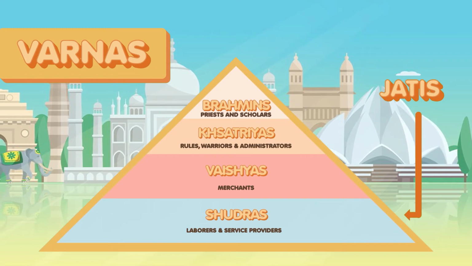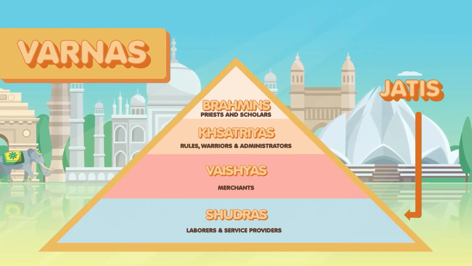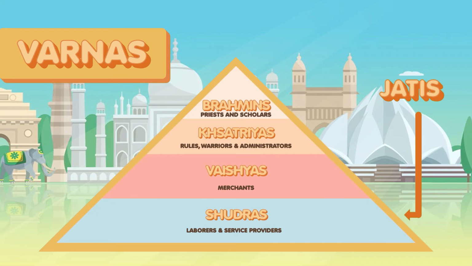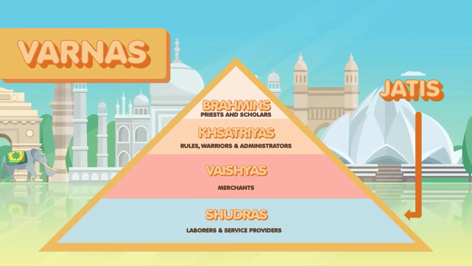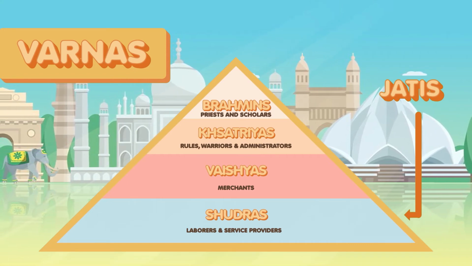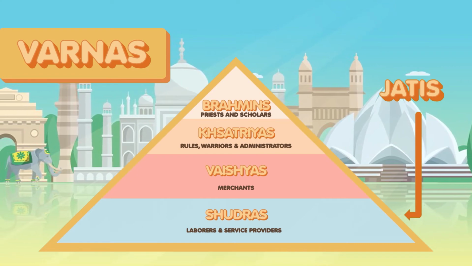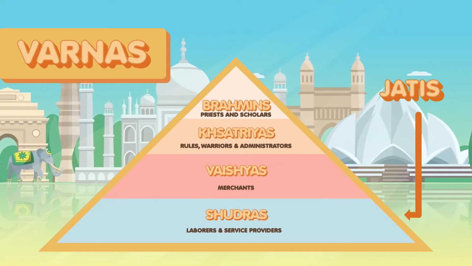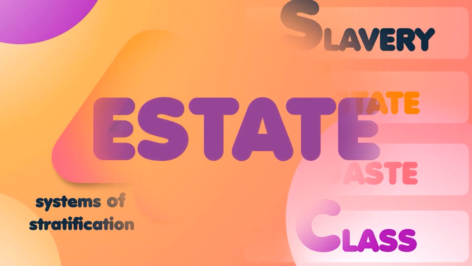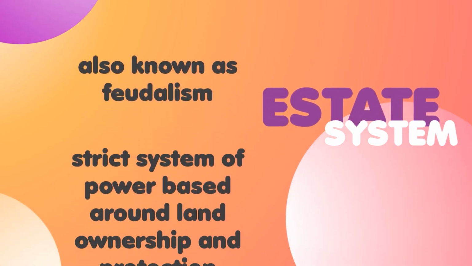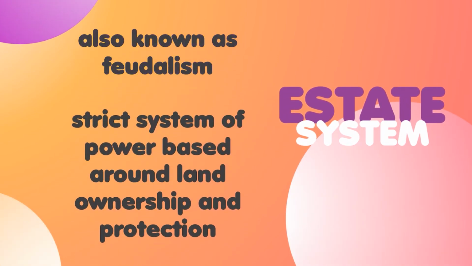In its traditional form, the caste system is a clear representation of a strict, closed, and unbalanced system. Not only did caste position determine what jobs were acceptable, but it also controlled its members' regular lifestyle and outcomes. Third is the estate system, also known as feudalism, which in the 9th century gave rise to feudal societies. Feudalism contained a strict hierarchical system of power based around land ownership and protection.